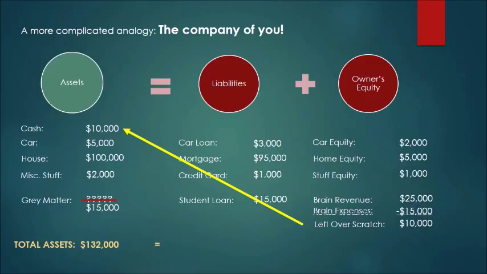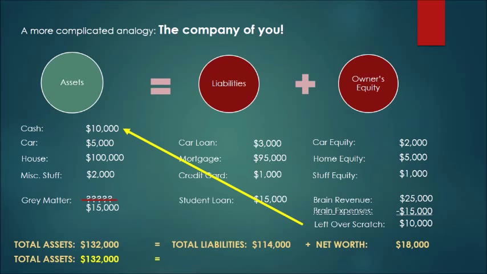So let's total it all up. You add up all those assets, $132,000. Add up all those liabilities, $114,000. Add up the equity, you are worth a whopping $18,000. Not exactly ready to retire on a beach somewhere, but you are on your way. So to further demonstrate that, total assets, $132,000. Total liabilities and net worth, $132,000. Balance is beautiful.